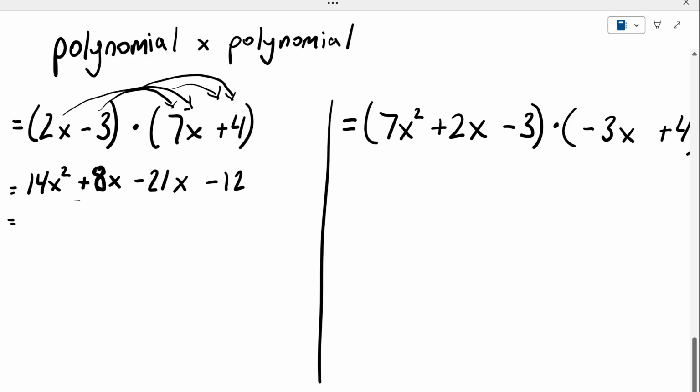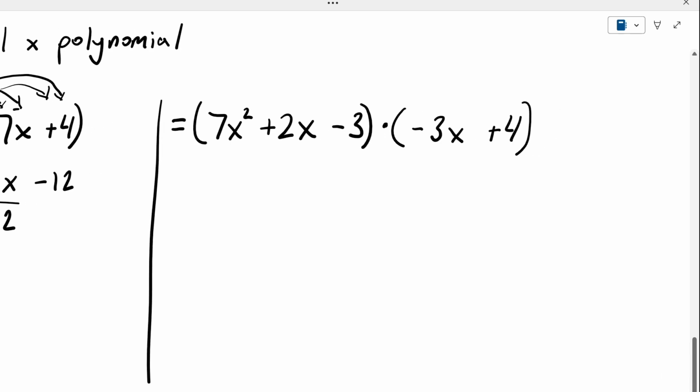We can simplify the two middle terms because they both share a value x. So we can write this final answer as 14x squared, and now we have plus 8x minus 21x. That will be negative 13x minus 12. Okay, let's see one last example.